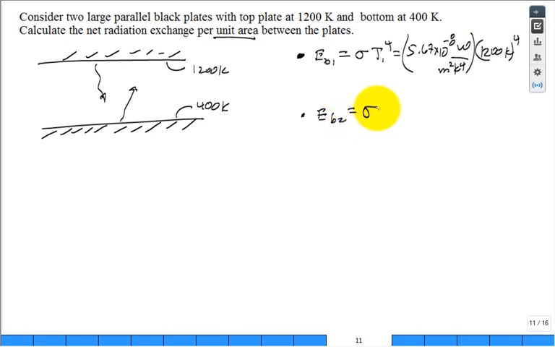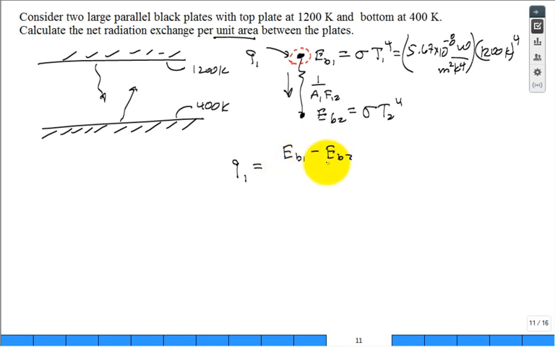Likewise, this is sigma T2 to the 4th. Well, that's the potential which drives it. What's our resistance? It's 1 over area 1, F1 to 2. And then this is our Q1. So if we wrote our equation for an energy balance around this node, Q1 into the node is equal to what is flowing through this resistor. And what flows through the resistor is EB1 minus EB2 divided by 1 over A1 F1 to 2.